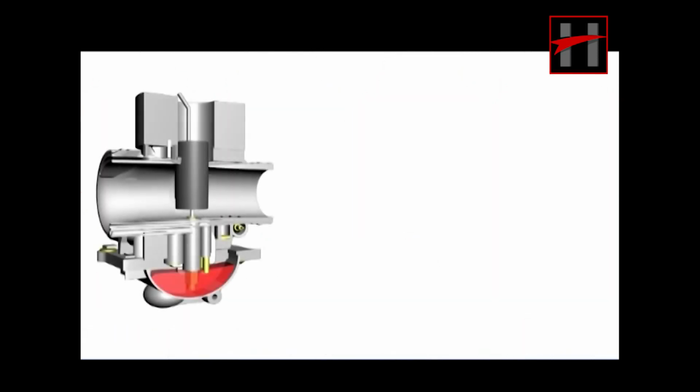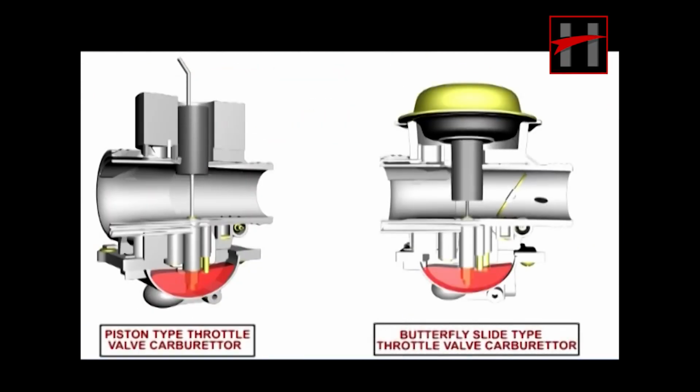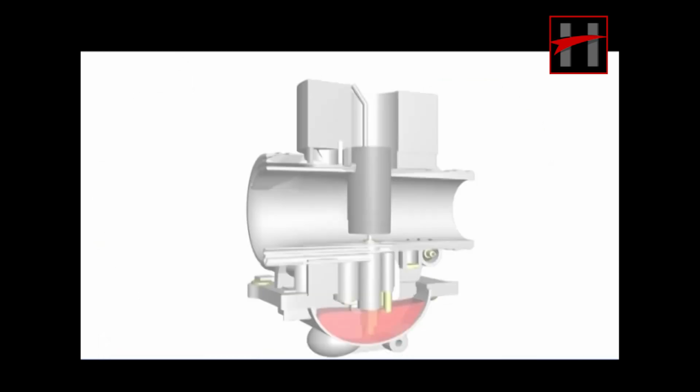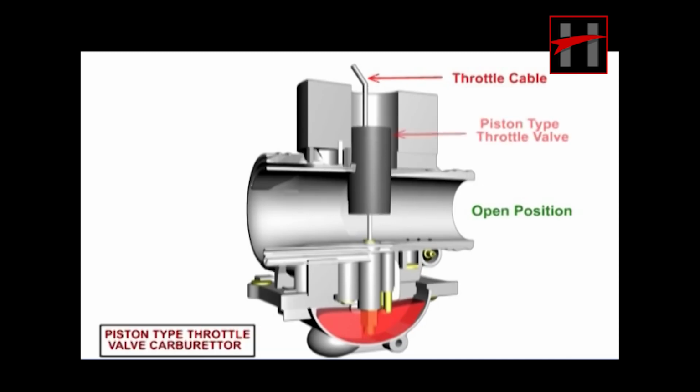Classified on the basis of the throttle valve, there are two types of carburetor: one, piston type throttle valve carburetor, and two, butterfly slide type carburetor. What you see on screen is a piston type throttle valve carburetor. In this type of carburetor, the venturi size is controlled by the piston valve, which is directly operated by the throttle cable.